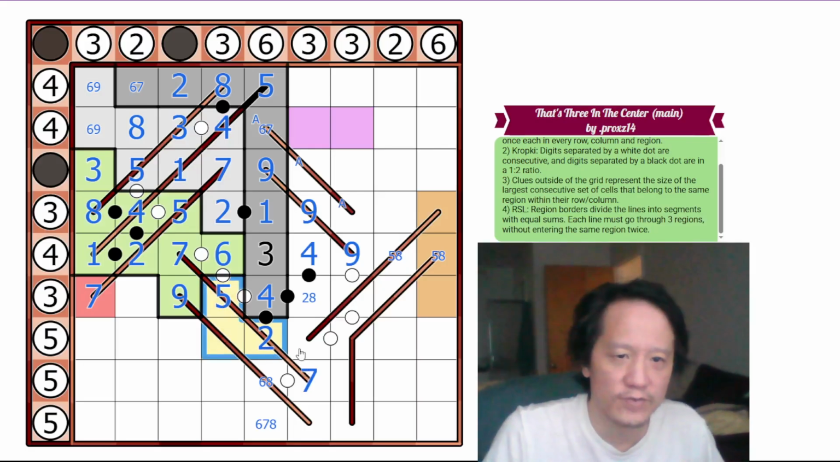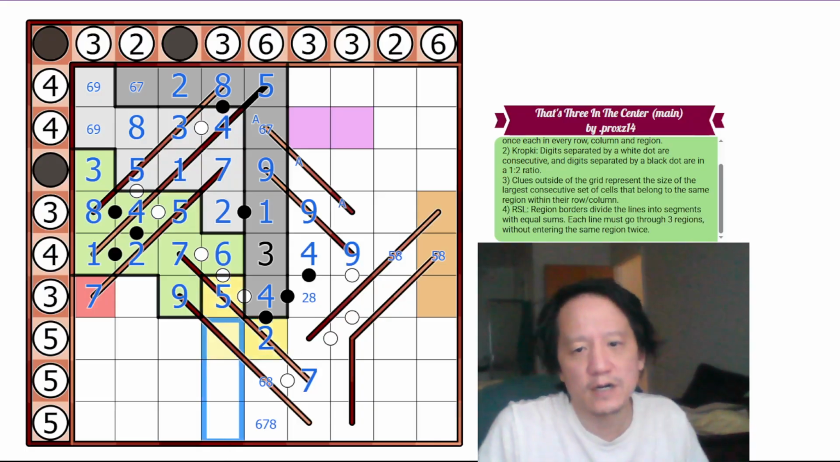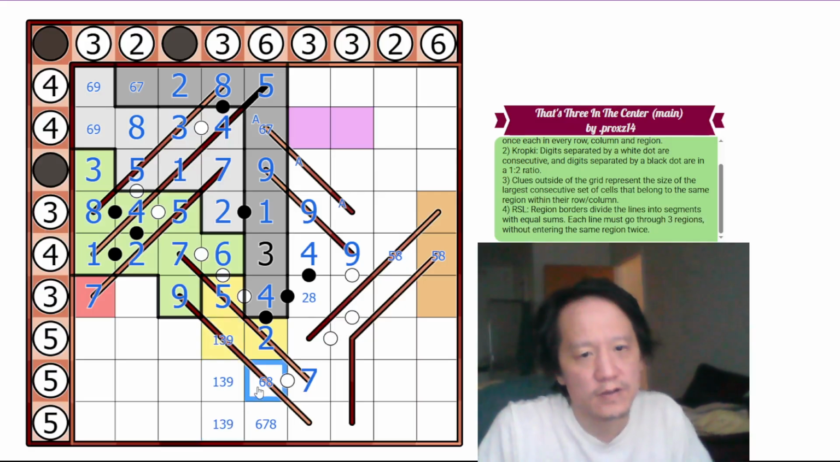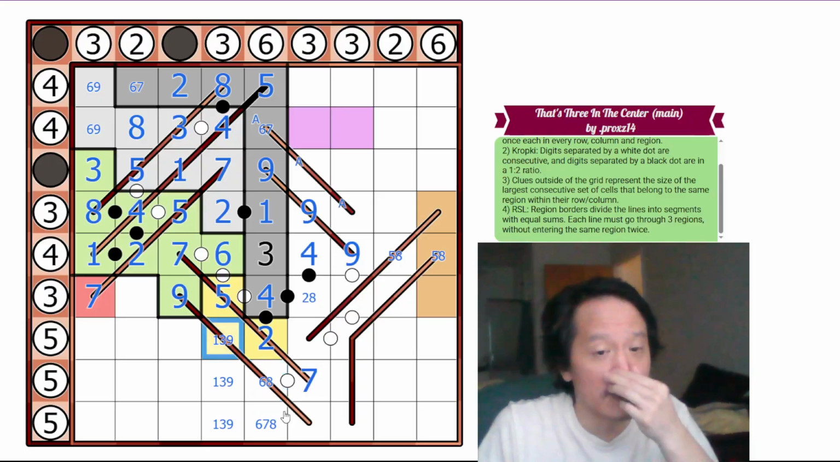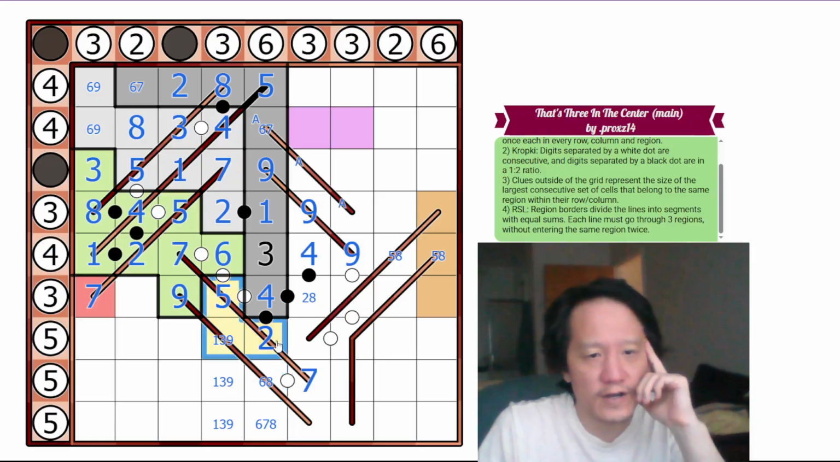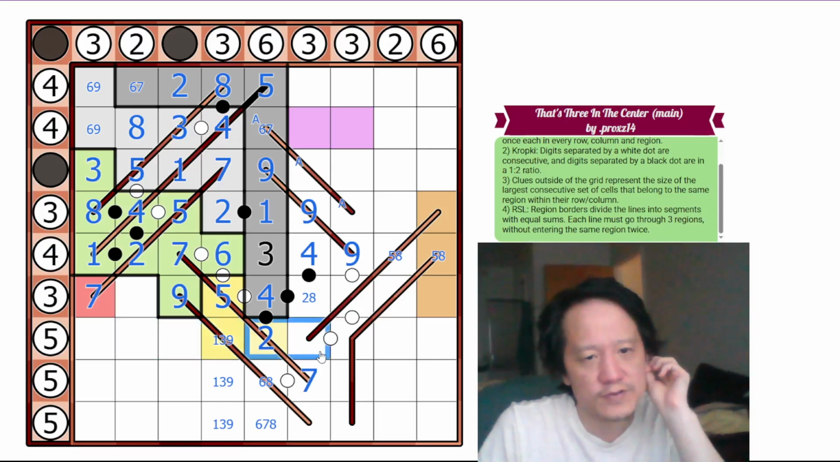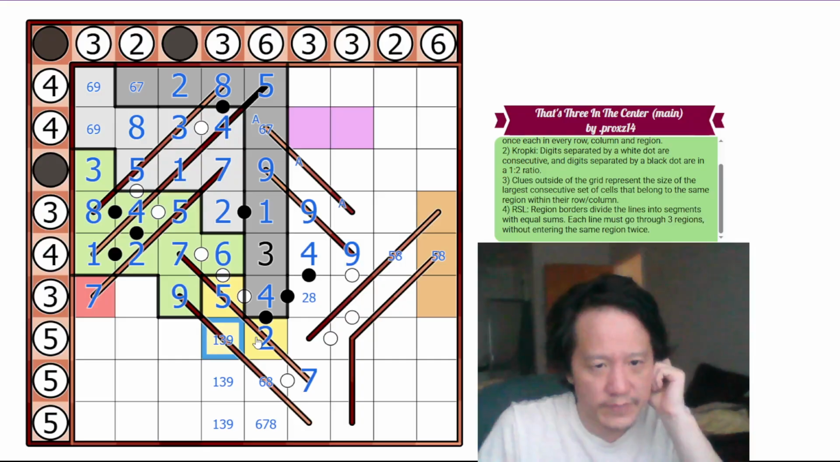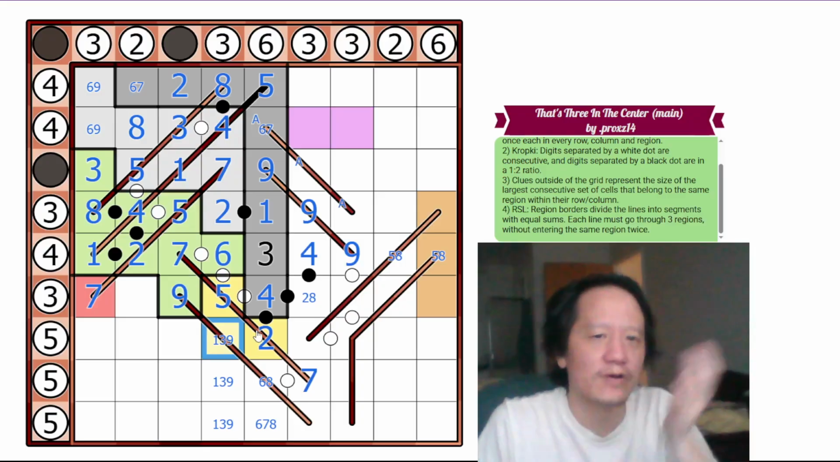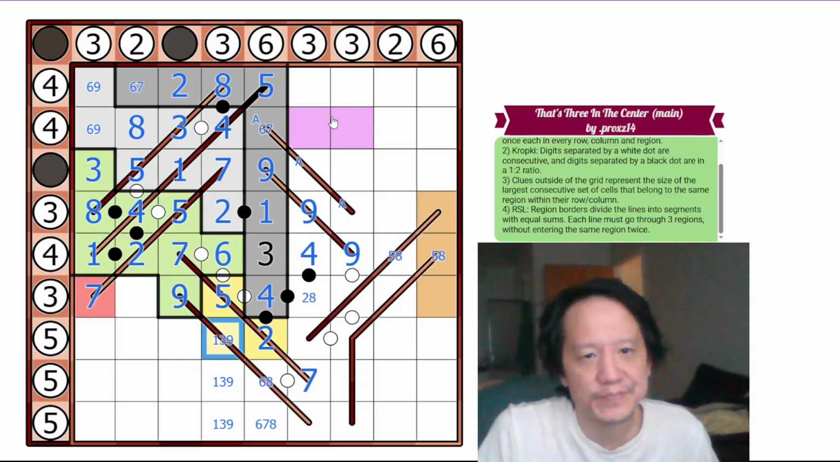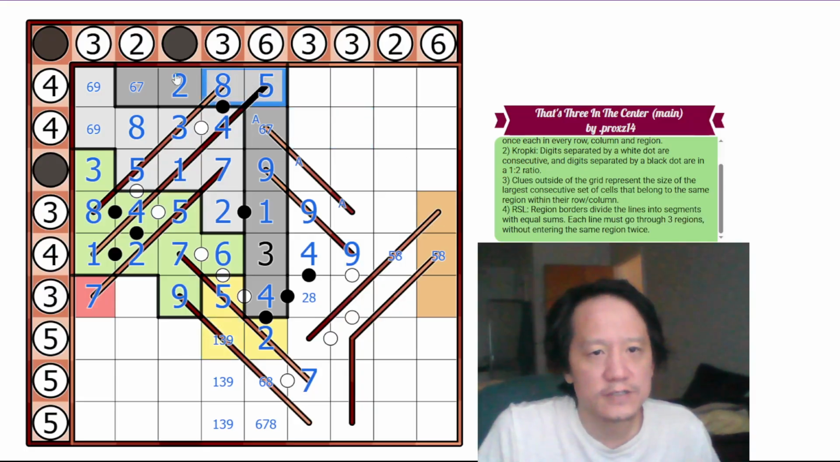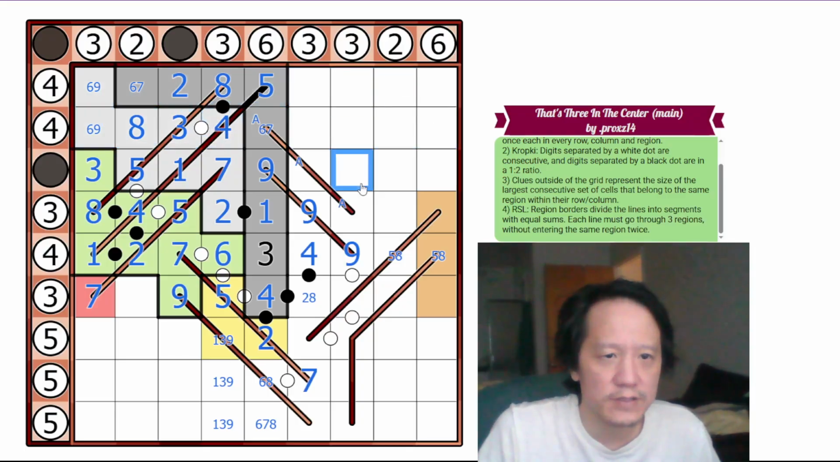I'm confused myself. Remaining digits in column 4 are 1, 3, and 9. This could be any of those. We have 5 here. So this is yellow. So the yellow has to be the 5 set. I don't know how I ran into a contradiction. Anyways, so we're not guaranteed this. We're not guaranteed this. This is at least 4, so we don't know anything about these.